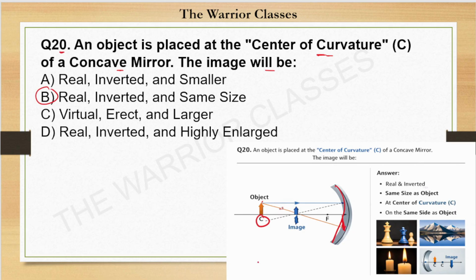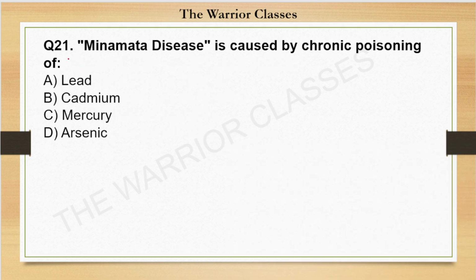Now moving to the next question. Our next question number 21 here is, Minamata disease is caused by the chronic poisoning of what? The correct answer will be option C, mercury. The effect of cadmium is Itai-itai disease, and arsenic causes black foot disease.